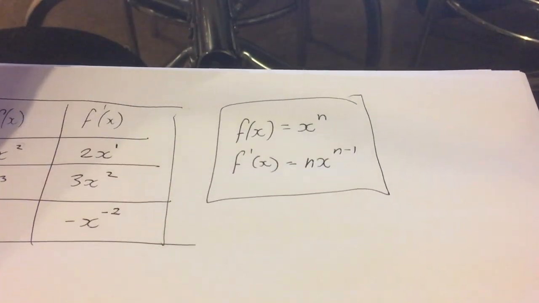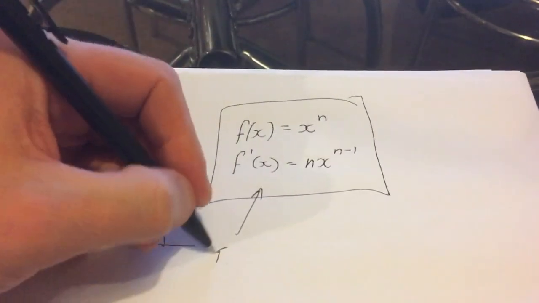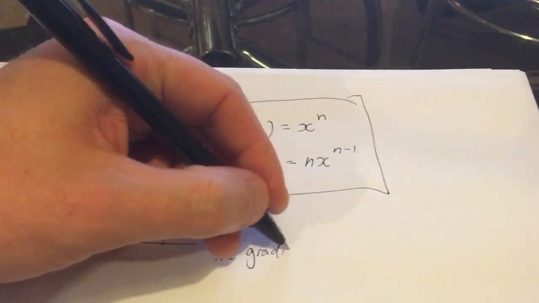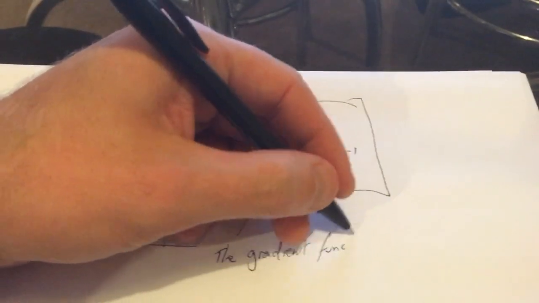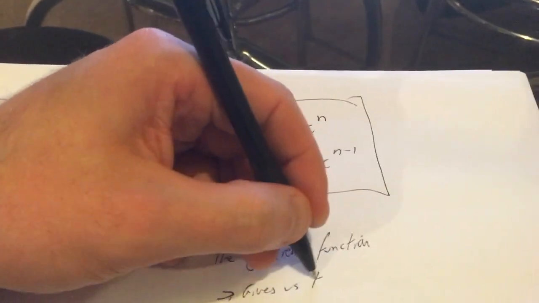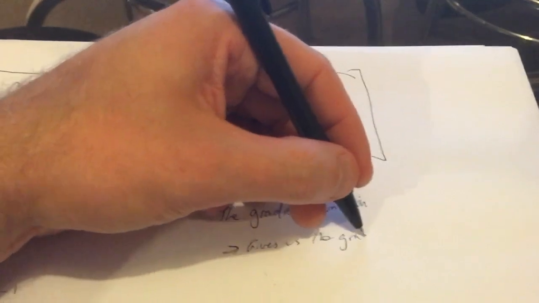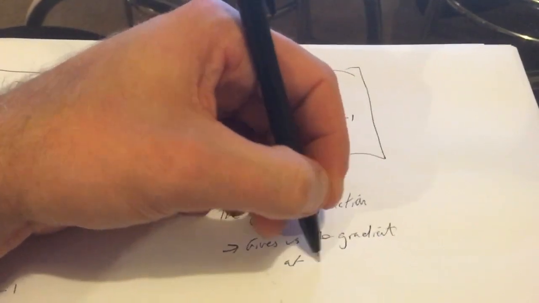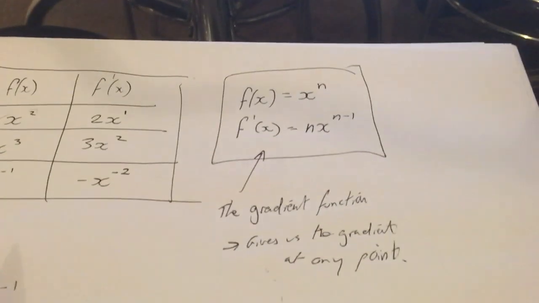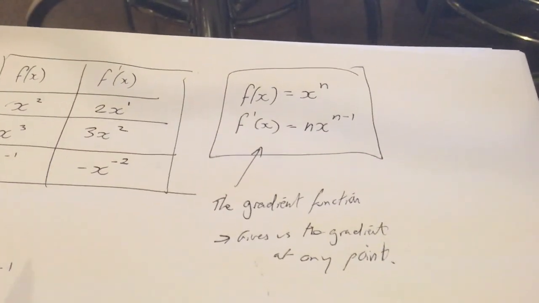And that's how differentiation works, and we call this the gradient function, because it is a function that gives us the gradient at any point. Cool, so that's the gradient function, gives us the gradient at any point.